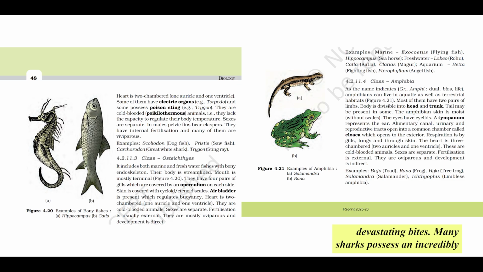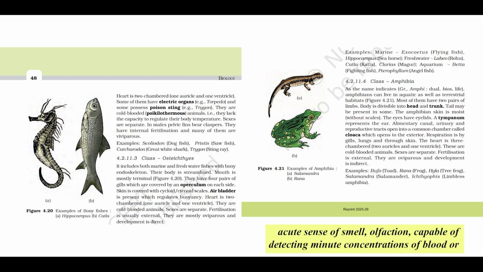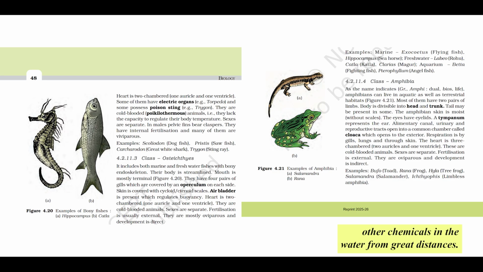Many sharks possess an incredibly acute sense of smell, olfaction, capable of detecting minute concentrations of blood or other chemicals in the water from great distances. They also have the lateral line system, common to many fish, which detects water movements and vibrations, helping them locate struggling prey or navigate. Unique to chondrichthyes are the ampullae of Lorenzini.